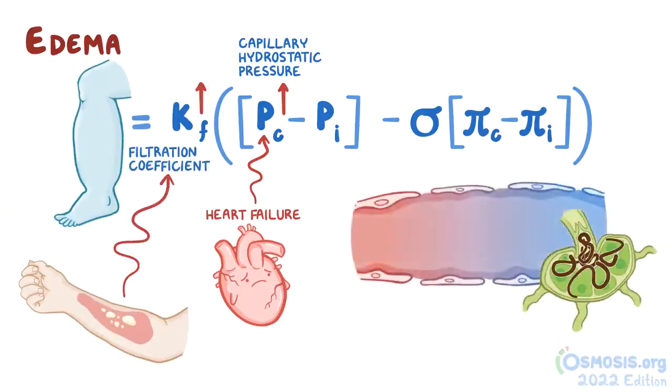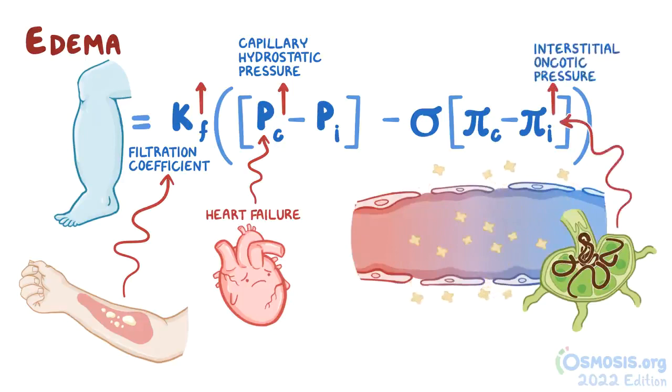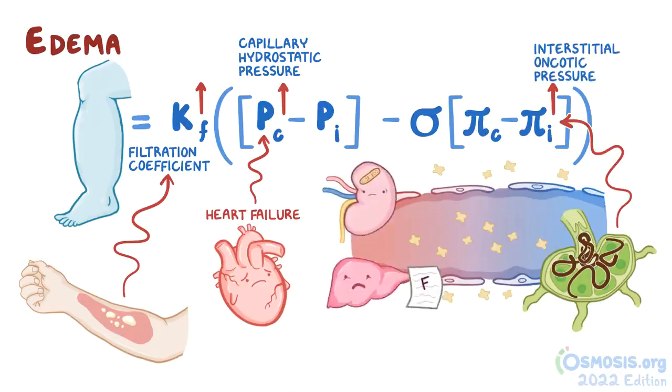What's more, when there's lymphatic blockage like filariasis, proteins leak out into the interstitium, which increases interstitial oncotic pressure, pi I, causing lymphedema. In other instances, like in nephrotic syndrome, liver failure, and protein malnutrition, there's a decrease in plasma protein, which decreases capillary oncotic pressure, pi C, and this also causes edema.